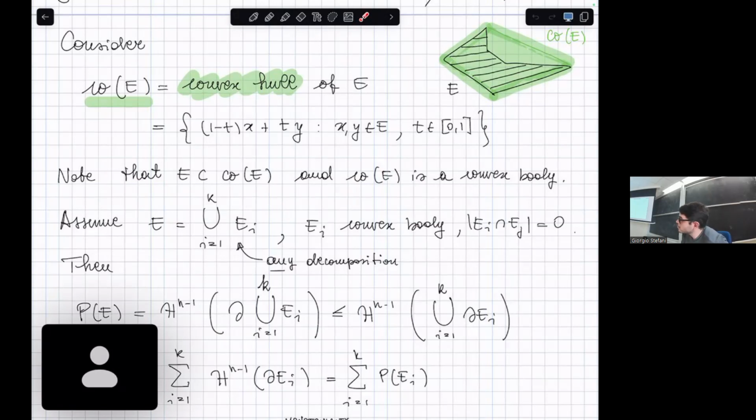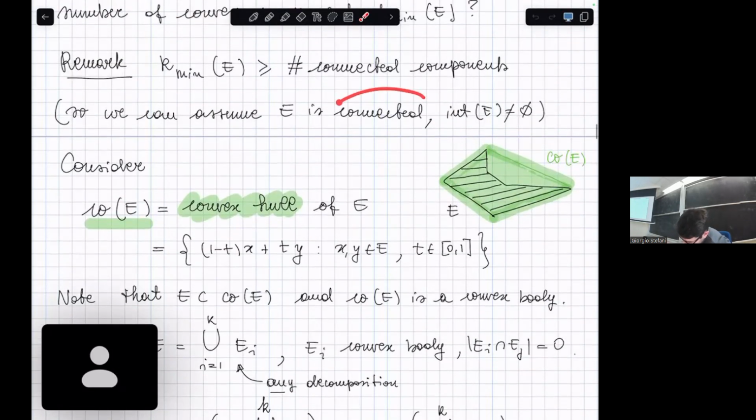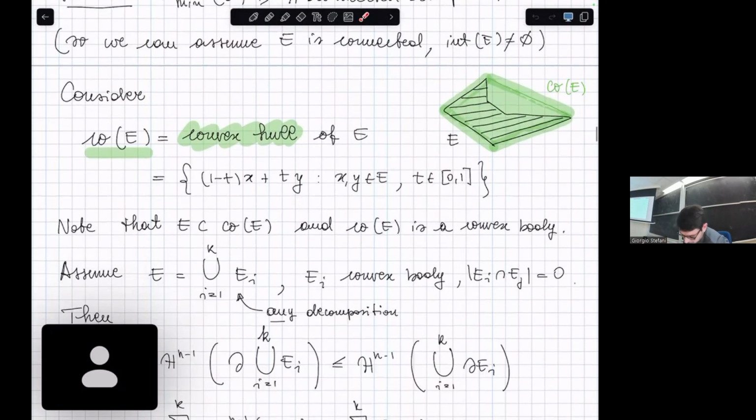So the initial set is connected. This cannot happen. So the point is that we are considering something which is bounded. One has to be careful because there is also a connectedness assumption. So I have to rewrite this in a more formal way, but this was just to give the idea, okay? But you are completely right. Thank you very much.